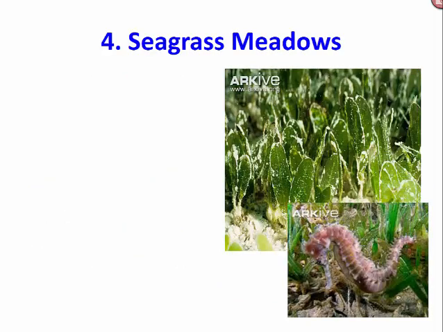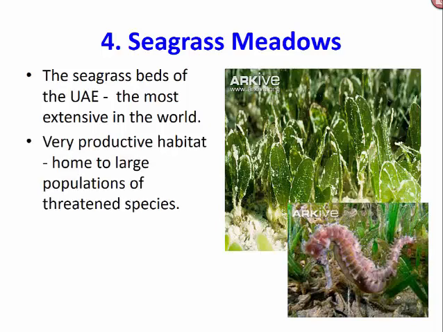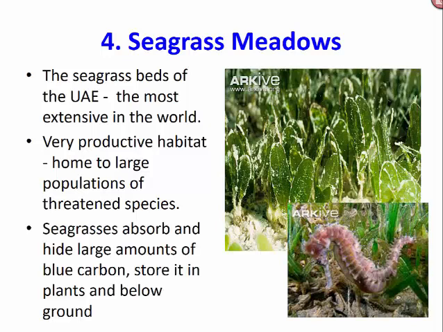The last one we're going to look at, also part of the marine, is the seagrass meadows. Now, the seagrass meadows are some of the most extensive and largest in the world. These are very productive habitats, and they are home to a huge population of species. And as we damage these seagrass meadows, we threaten these species, which are very important for the balance and biodiversity in sea life. One of the roles of these seagrasses is they absorb a lot of the blue carbon, and they store it in the plants below the ground. This is very, very important.